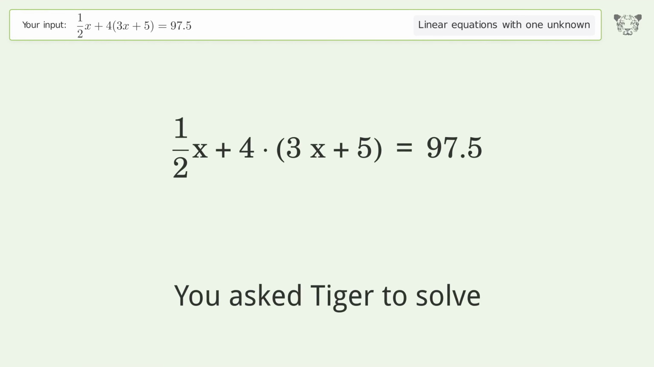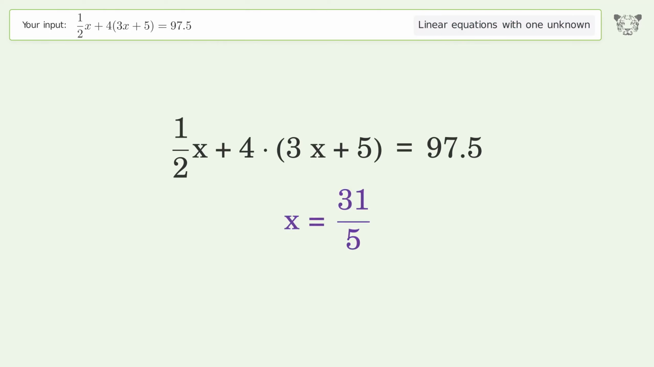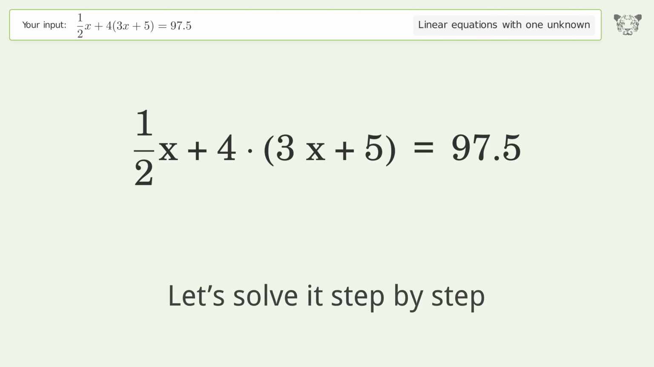You ask Tiger to solve. This deals with linear equations with one unknown. The final result is x equals 31/5. Let's solve it step by step.